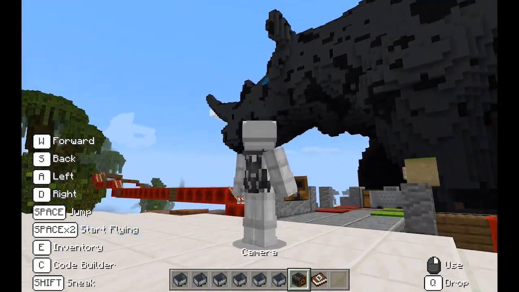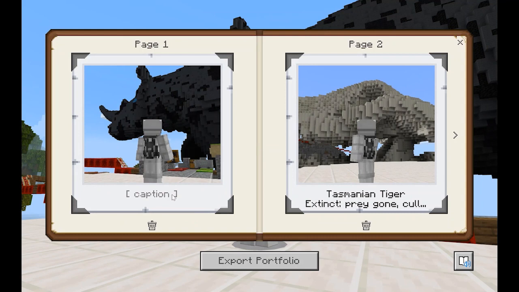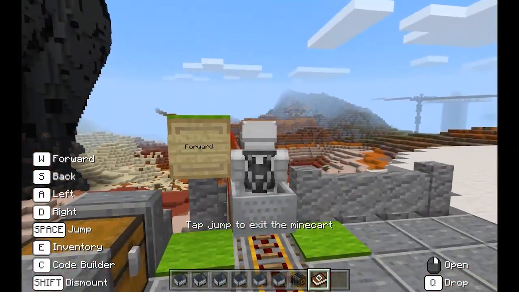Alright, let's get a picture of the black rhino. Put it in our portfolio. Oop, not black rhinoceros, black rhino. And it went extinct, we'll just say from humans, all the ways. Alright, let's see. Let's get in there and take off.